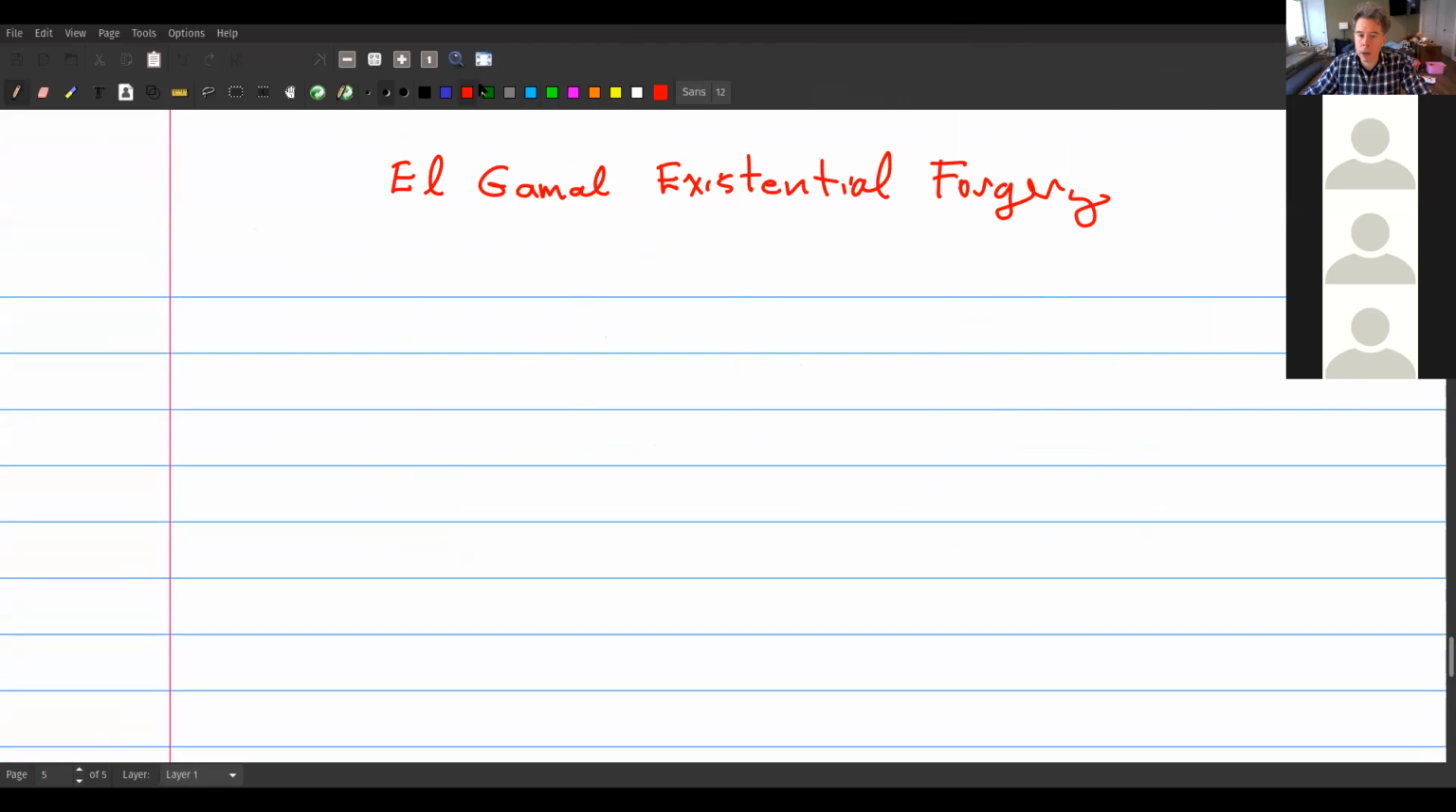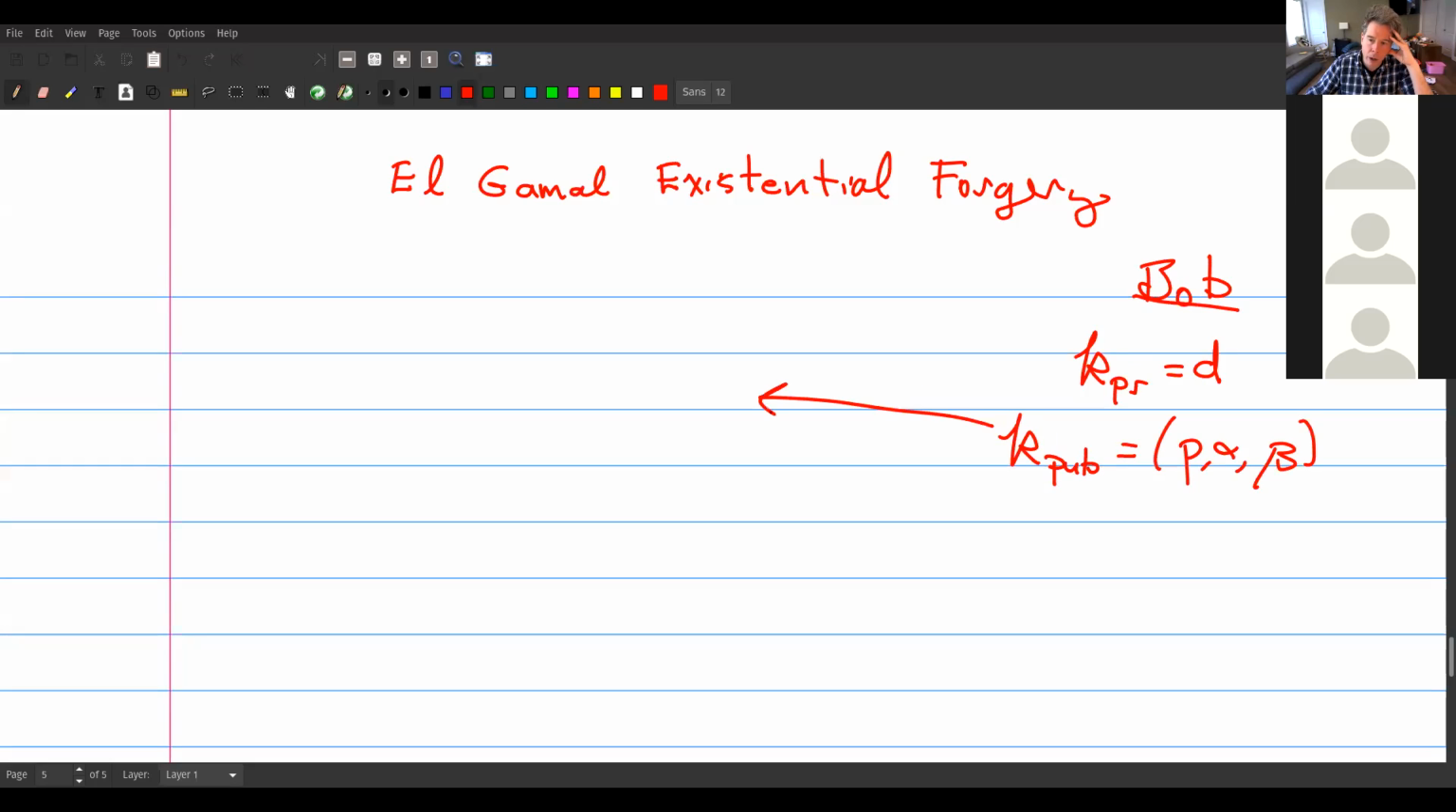Except that you have no idea how anybody was ever smart enough to actually think of this. But just like before, Bob picks his private key, which is D, and he publishes his public key. So his public key is P, alpha, and beta. Everybody gets to see those things, so he puts them out on the wire.